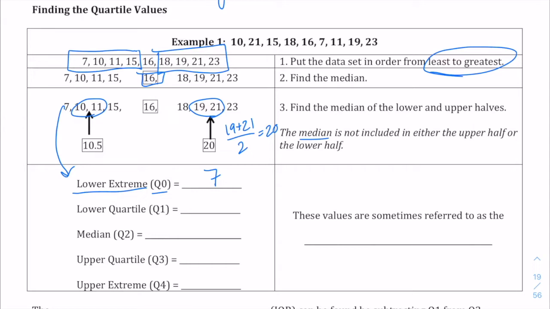The halfway point of the lower half is basically a quarter of the way through the data, so it's called the lower quartile, and that is 10.5. The median we've done before, halfway through the data, is 16. Halfway through the upper half of the data, or the upper quartile, in our case, was 20. And then the upper extreme is the largest data value in the set, and that is 23. These 5 numbers are sometimes referred to as the 5-number summary. They tell us a lot of important information about a set of data.